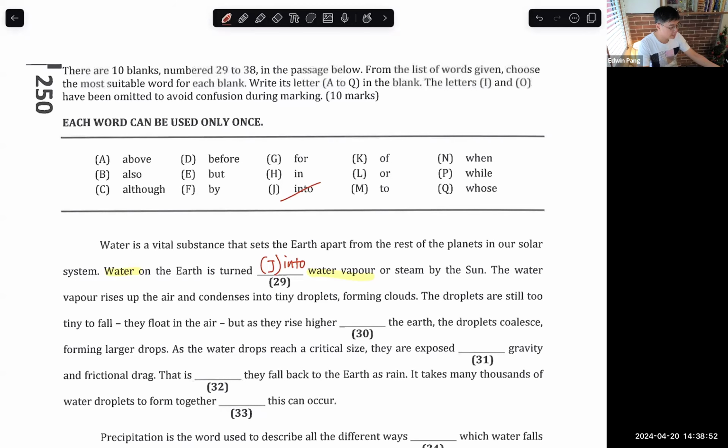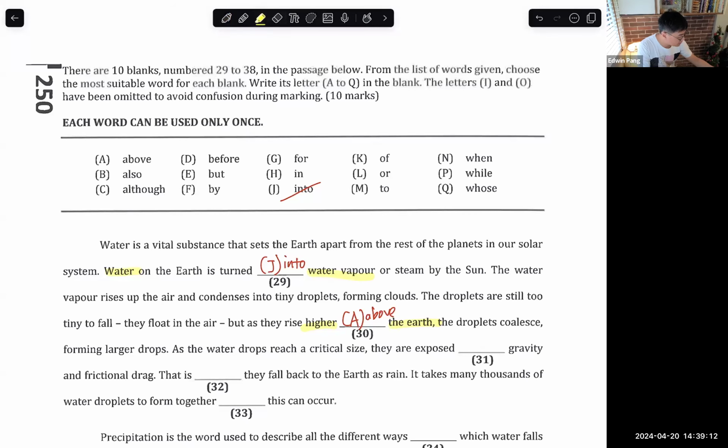Okay, the droplets are too tiny to fall. They float in the air, but they rise higher. Okay, as they rise higher, the word higher gives you the clue about the directionality of it. They rise higher above the earth. Okay, above. Okay, so it goes up above the earth.